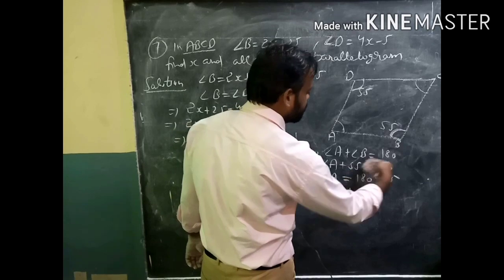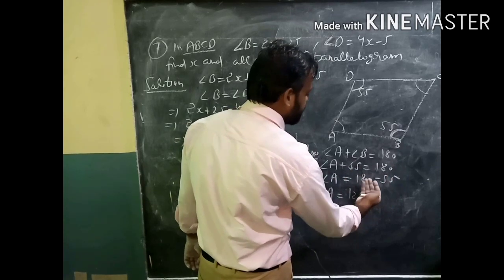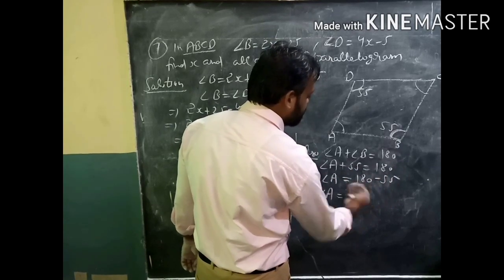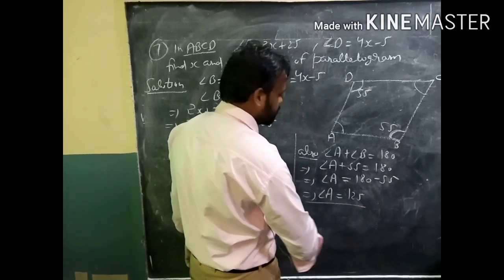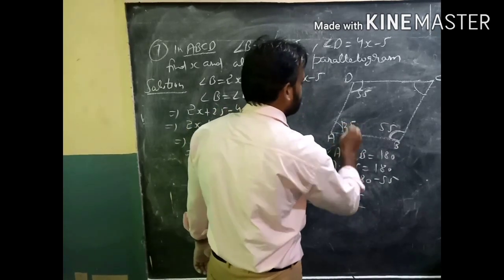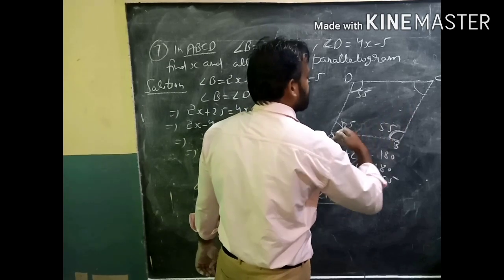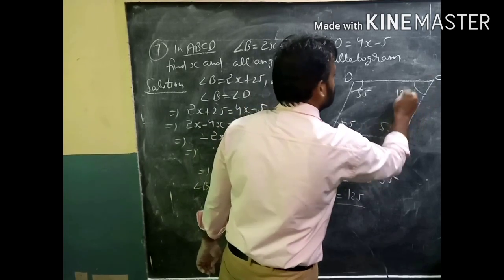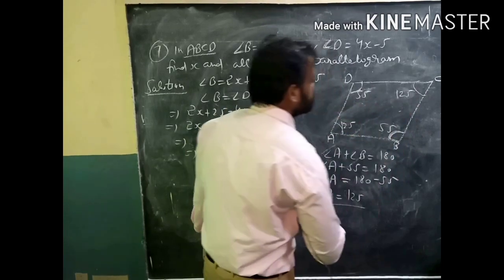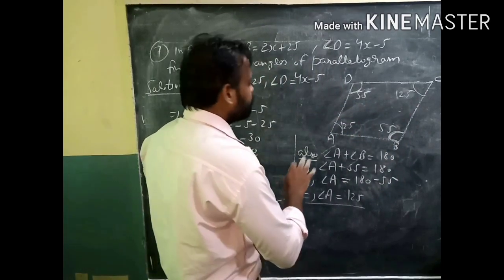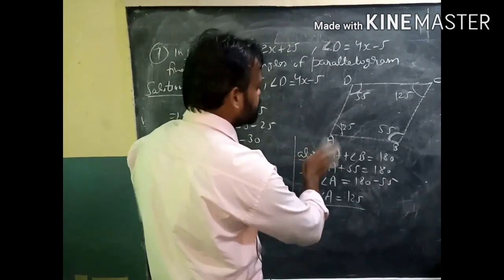So take this 55 on the right hand side. After subtracting this 55 from 180, it will become 125. So in this way we can find out the angle A. So it is 125. In the same way this angle is opposite to angle C. So opposite angles are always equal in the case of a parallelogram. So angle C is also 125 degrees. Okay, this is the answer.